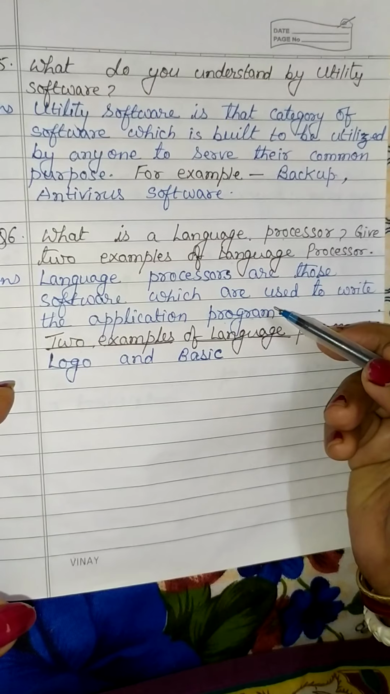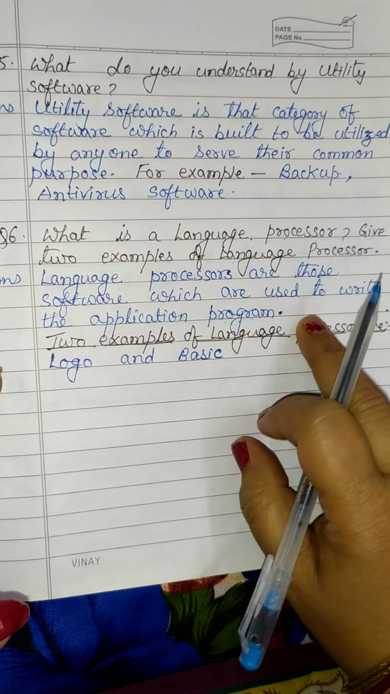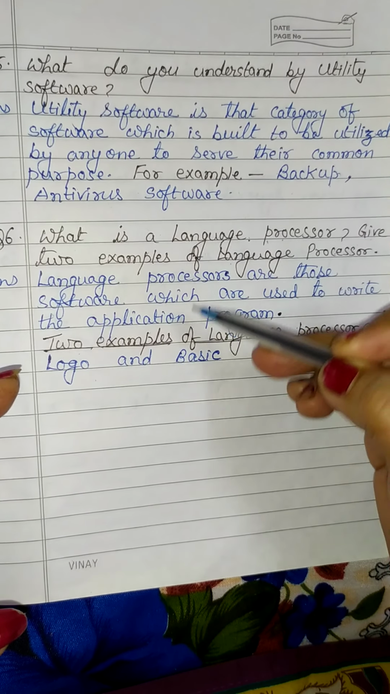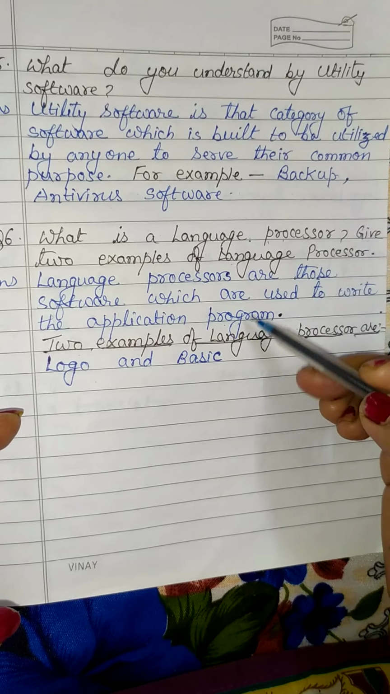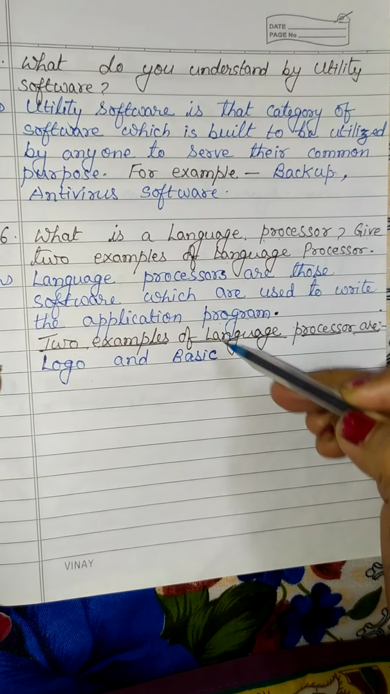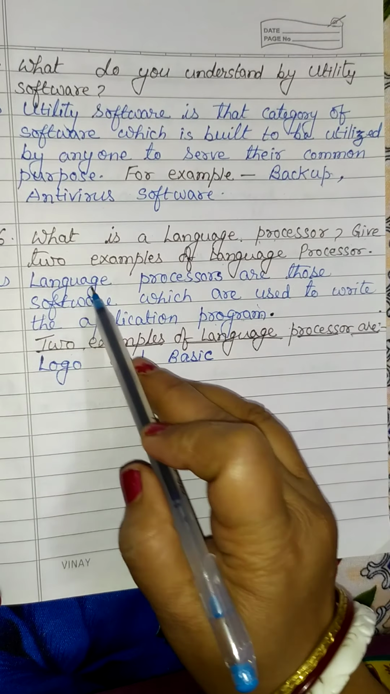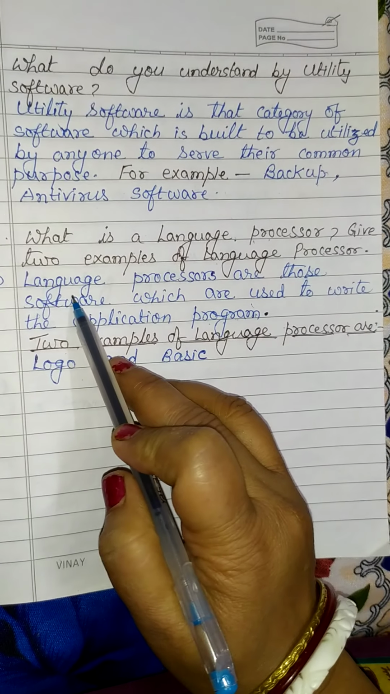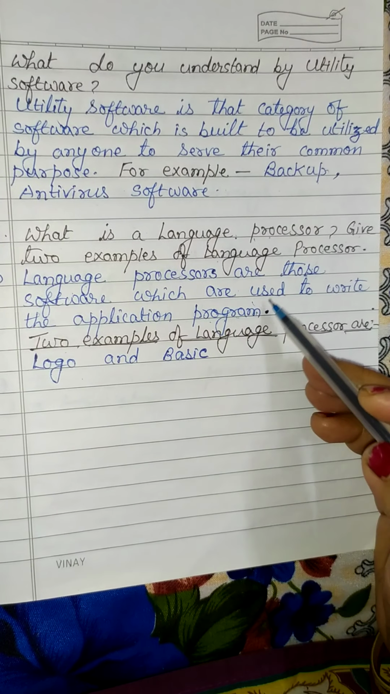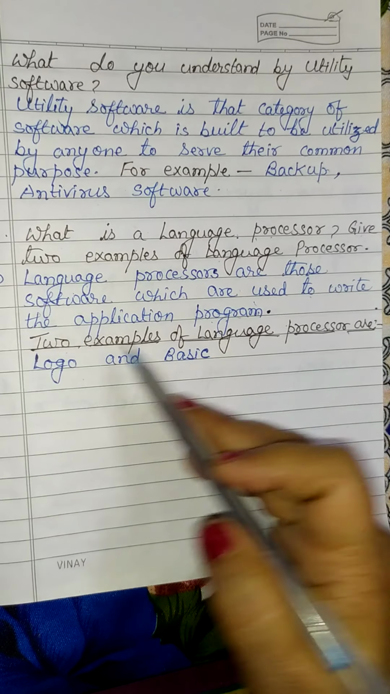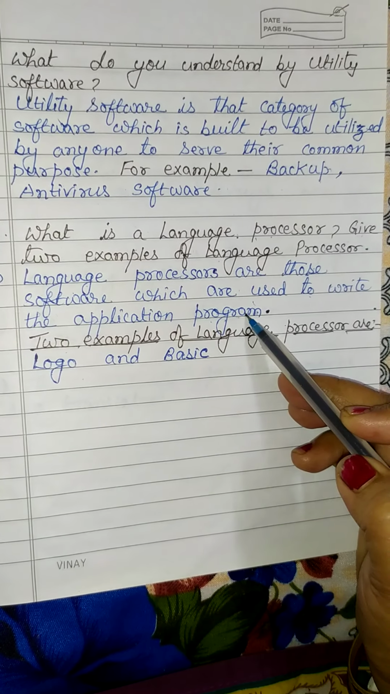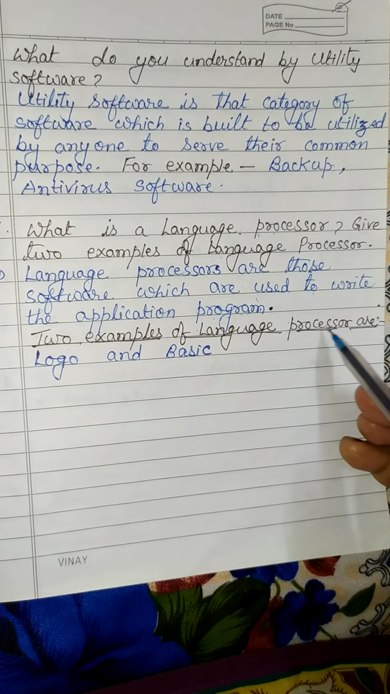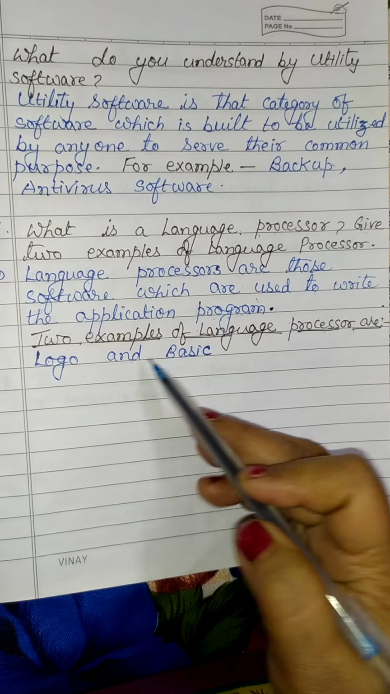As I have told you, when any program is developed, it is in high level language and our computer understands only machine level language. So this language processor converts it into machine level language. So it works as a translator. So you have to write answer like this. Language processor are those software which are used to write the application program. Now we have to give two examples. Two examples of language processor are Logo and Basic.